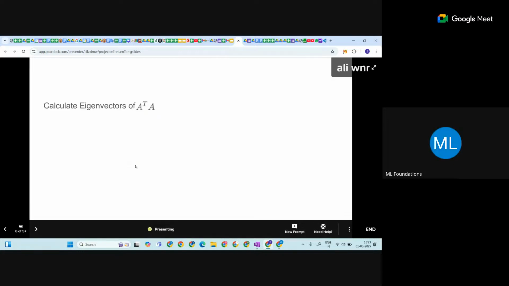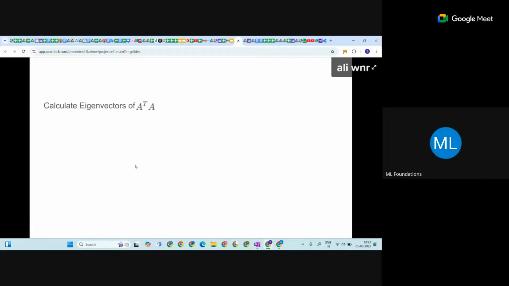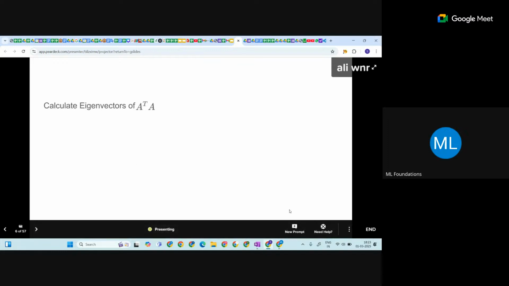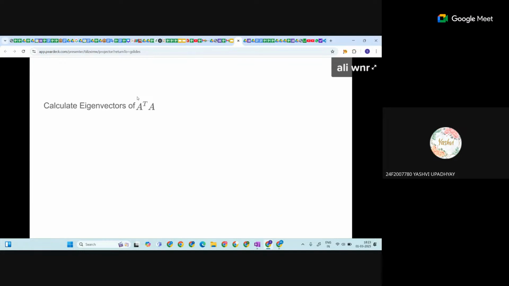Next, see the changes. First calculate the eigenvectors. What are the eigenvectors going to be for this matrix? All of you try it. I think there is no box to give responses here, that's why it is happening.